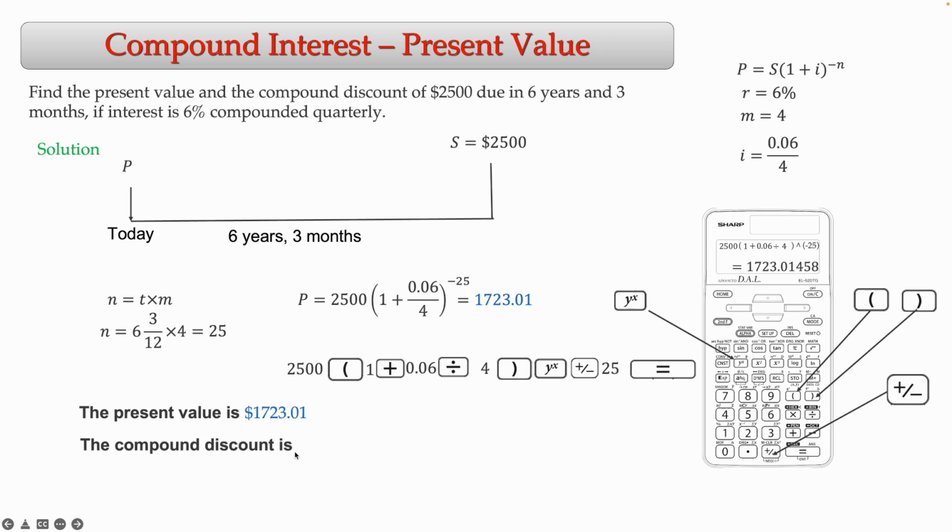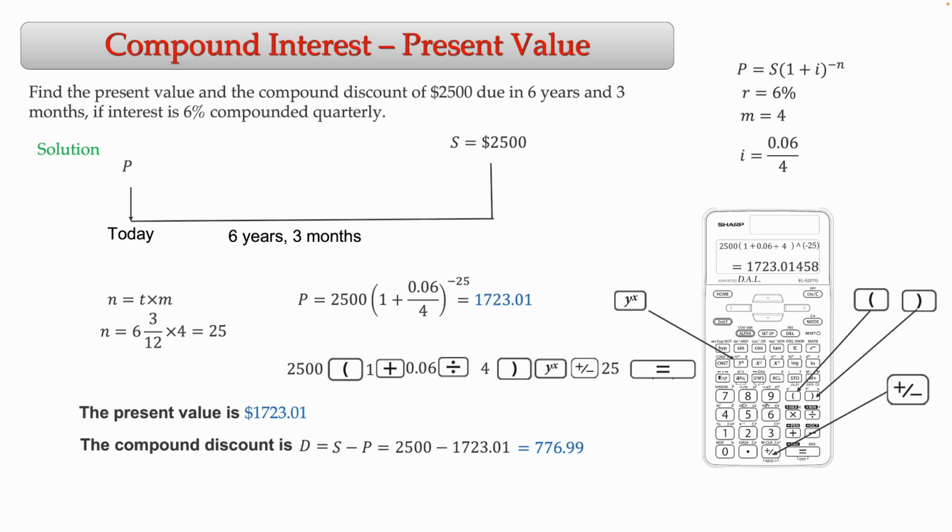So the compound discount will be S minus P. So D equals S minus P. So it will be 2,500 minus 1,723.01. You made the subtraction again in your calculator, but now every calculator can do it. So I'm going to type it. $776.99 is the final answer, the discount that you received for paying earlier. Okay, so that answers this second question.